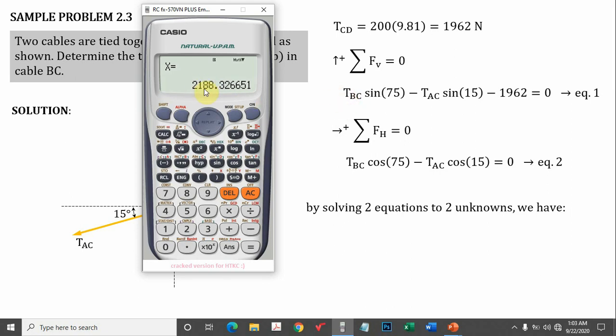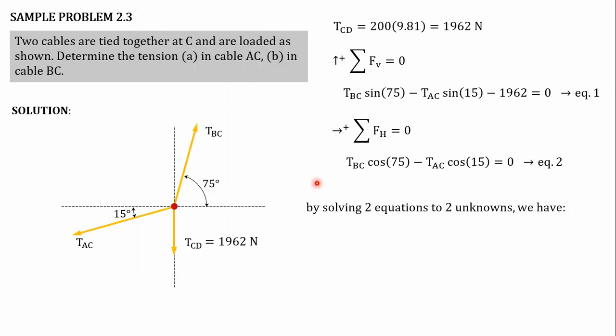So ito yung ating tension BC, 2,188.33 Newton. And then yung ating tension AC, ito yung ating Y, and that is equivalent to 586.36 Newton. Okay, and that is our answer. So therefore, ito yung answer natin: 2188.33 Newton, ang tension AC natin is 586.36 Newton. And that is our final answer.